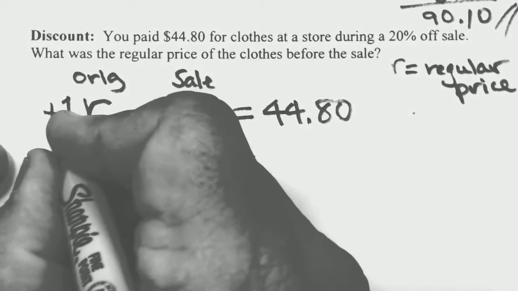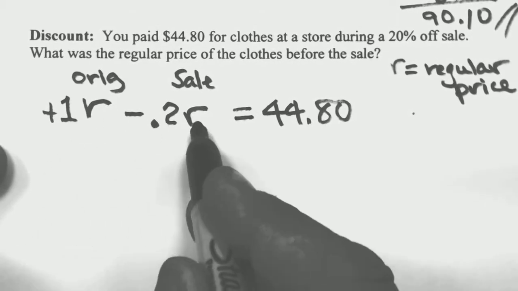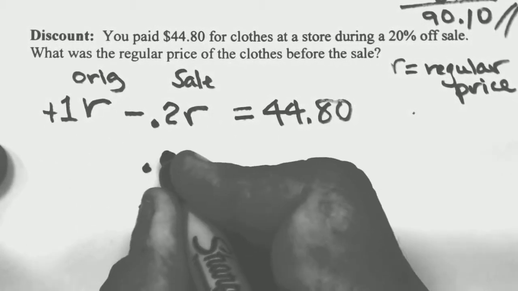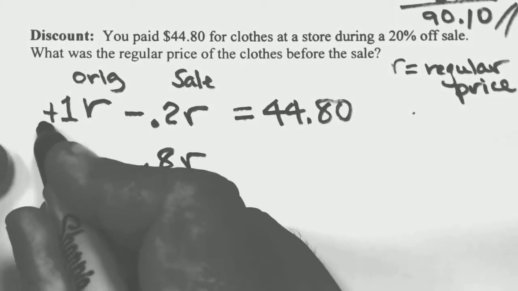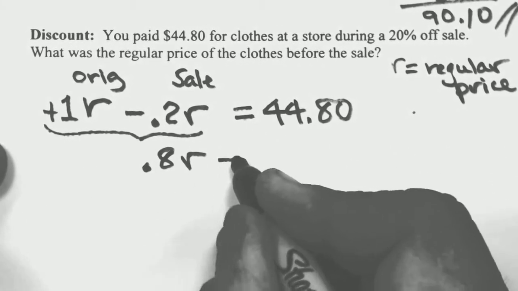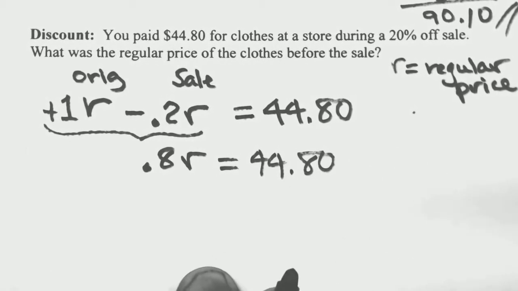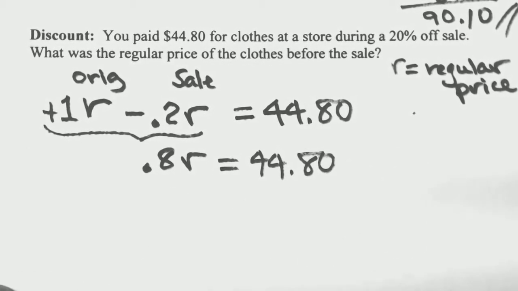Okay, well now let's solve this again. Officially this is a plus 1R here. Well, these are like terms, but when you combine them, this is subtracting. So you end up with 0.8R when you combine these two equals 44.80. Now, this makes good sense. There are other ways you can do this. You can actually work a lot of these in your head.